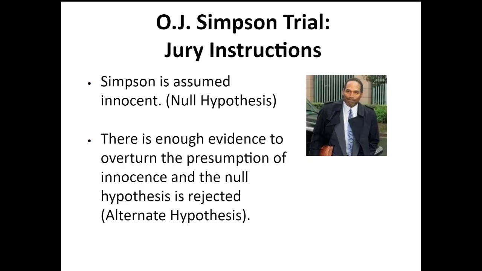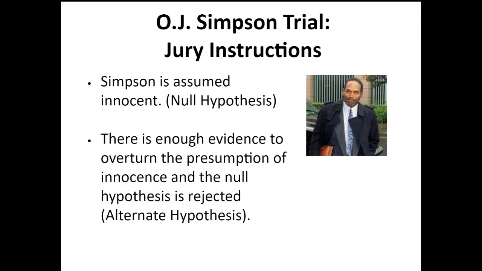In the last video, we used the O.J. Simpson trial as an example. This example can be used for any trial that has a jury. What's unique about the O.J. Simpson trial is that he had two trials. He had a criminal trial and a civil trial.